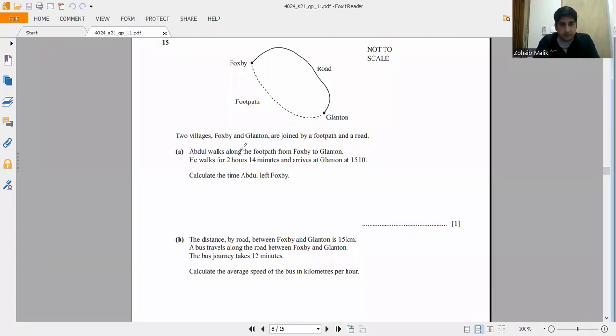Two villages, Foxby and Glanton, are joined by a footpath and a road. Abdul walks along the footpath from Foxby to Glanton. He walks for 2 hours and 14 minutes and arrives at Glanton at 15:10. Calculate the time Abdul left Foxby.